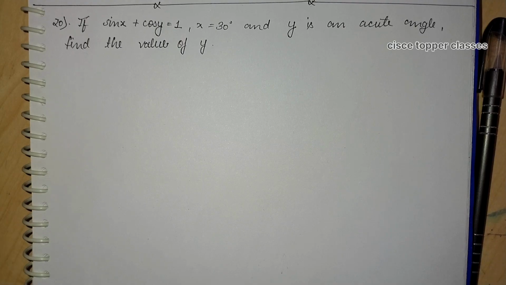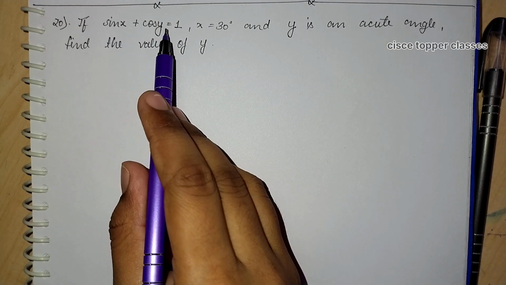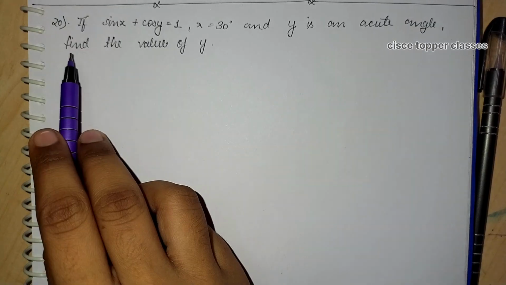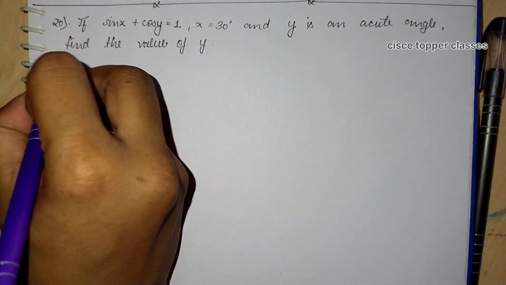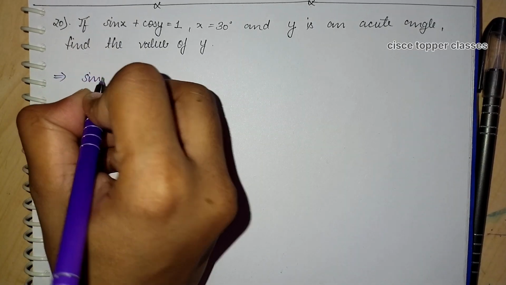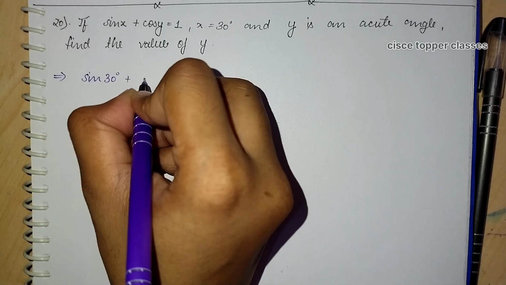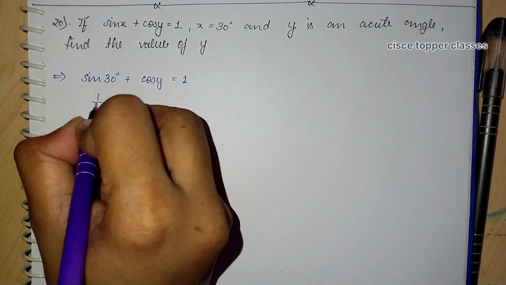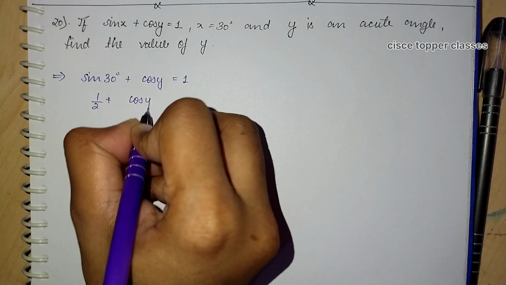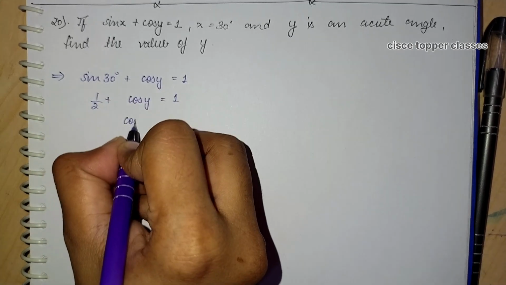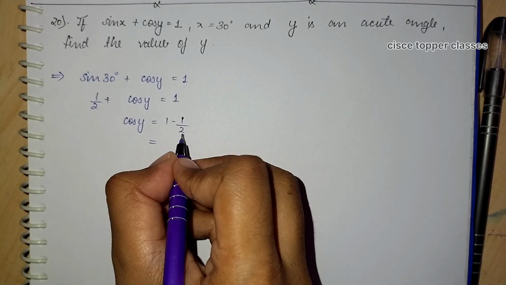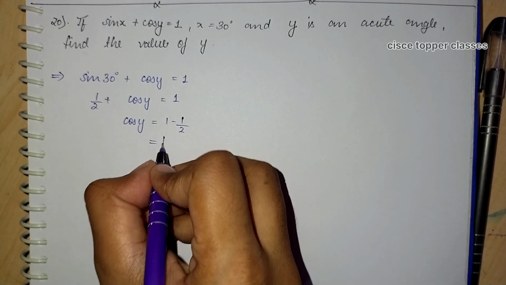Let us solve question number 20. If sin x plus cos y is equal to 1, x is equal to 30 degree and y is an acute angle, then find the value of y. So here we can write sin x, x is 30 degree, plus cos y as equal to 1. So sin 30 degree is 1 by 2 plus cos y equal to 1. So cos y we can write 1 minus 1 by 2, which is 2 minus 1 by 2. So this will be 1 by 2 here.